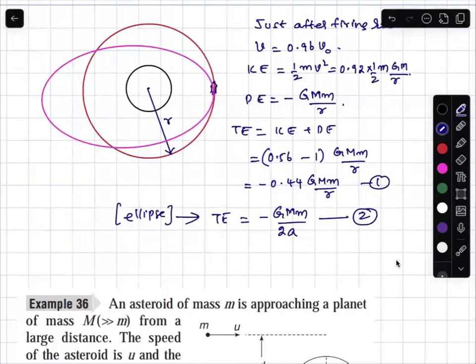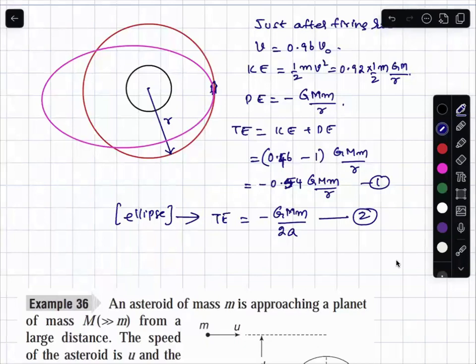So a nearly, how much will I get? Just please help me with my steps. 0.92 means 0.46, and this will become 0.54, 0.54. Okay, right. Now you equate, you will get the value of 0.54, correct? Sure. Minus G capital M small m by R. The total energy is nearly 0.54 G capital M small m by R.